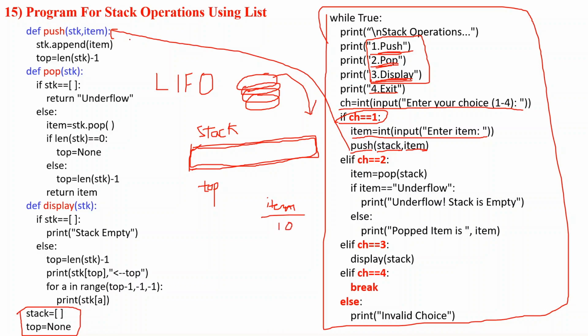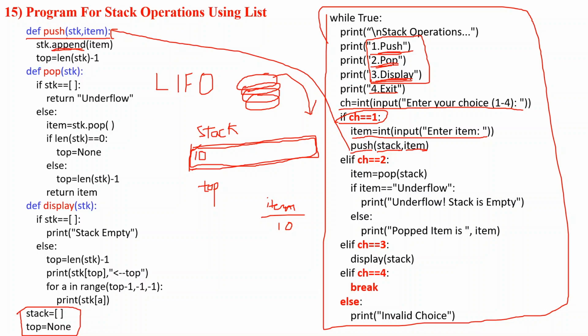Then the 10 is going to be here, and into that stack there is a function in the list. What is the function? Append. What is the use of the append function? Yes, to insert at the end of the list we are using the append function. Stack dot append item means the item value is 10, right? 10 is going to be stored in this stack.